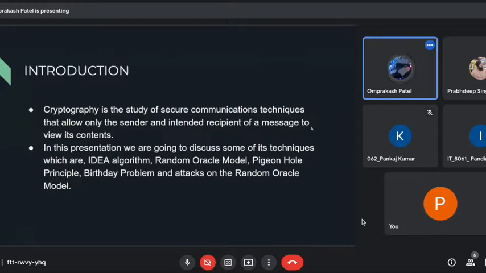Cryptography is the study of secure communication techniques that allow only the sender and intended recipient of a message to view its contents. In this presentation, we are going to discuss some of its techniques, which are ideal algorithm, random oracle model, vision or principle, birthday problem, attacks on random oracle model.